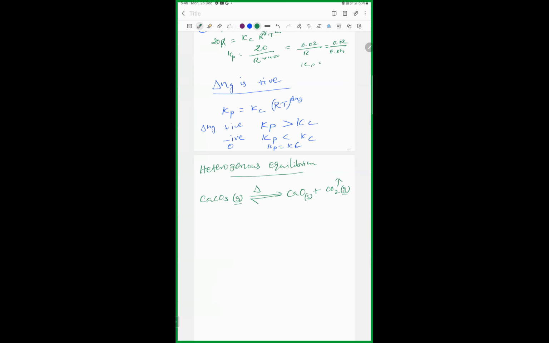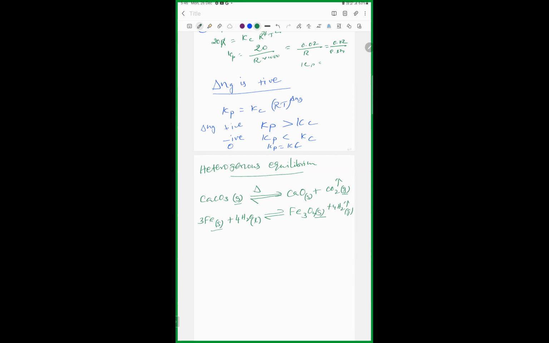Other than that, when you have iron rod in solid form and H2O in the liquid state, the rusting of iron gives Fe3O4 solid and liberates hydrogen gas slowly. So this is solid, this is solid, this is liquid, this is liquid, this is gas. They are different phases, so it is called heterogeneous equilibrium.